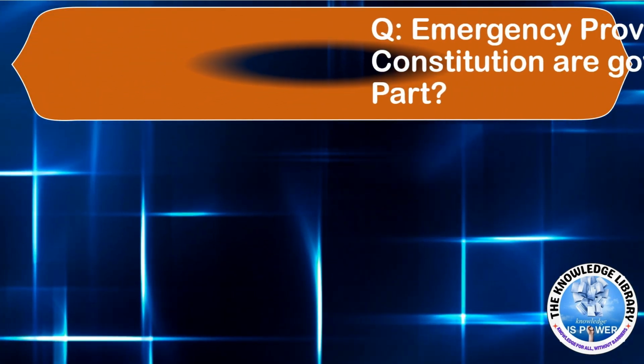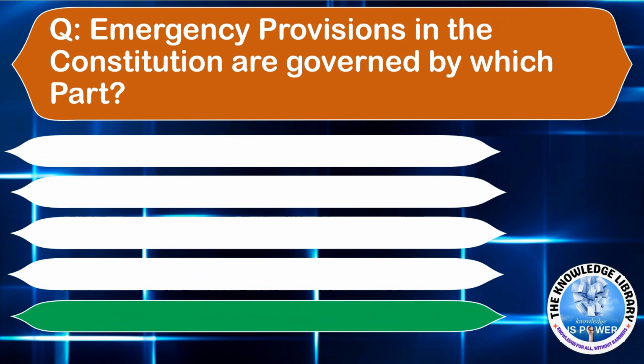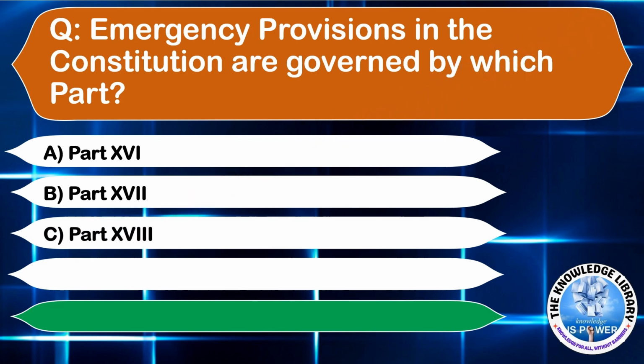The next question is, emergency provisions in the Constitution are governed by which part? Option A, Part 16. Option B, Part 17. Option C, Part 18. Option D, Part 19. Correct answer is option C, Part 18.